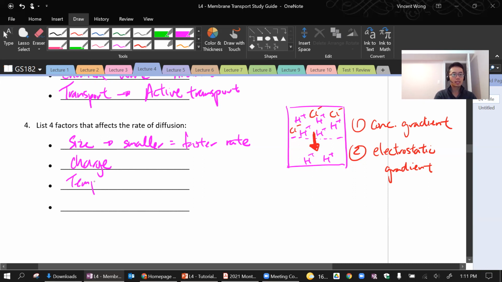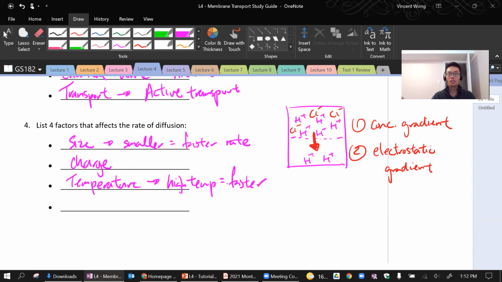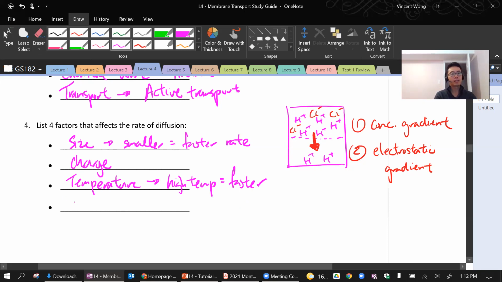Yes, temperature is definitely another one. So generally speaking, high temperature equals the faster rate of diffusion. Okay, think about last time you were in a classroom, which could be a long time ago. You know, if someone is wearing perfume or cologne, you would be able to smell it much quicker on a hot summer day compared to like a cold winter day. Okay, and then finally, the last one, Cynthia says steepness.